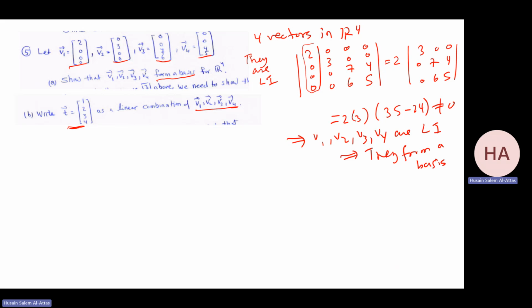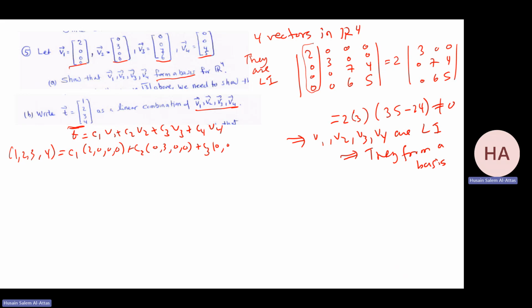So I have T, which is (1, 2, 3, 4). I need T equals C1 V1 plus C2 V2 plus C3 V3 plus C4 V4. That's C1 (2, 0, 0, 0) plus C2 (0, 3, 0, 0) plus C3 (0, 0, 7, 6) plus C4 (0, 0, 4, 5).